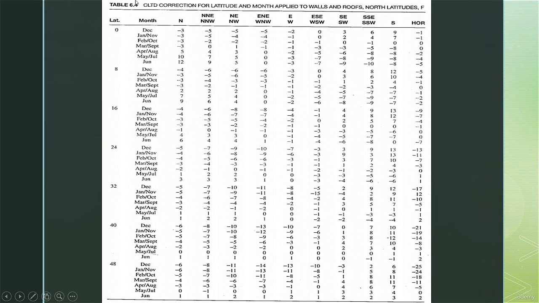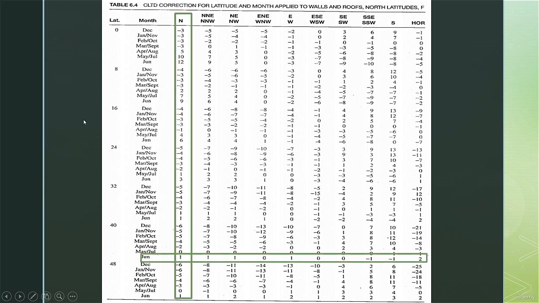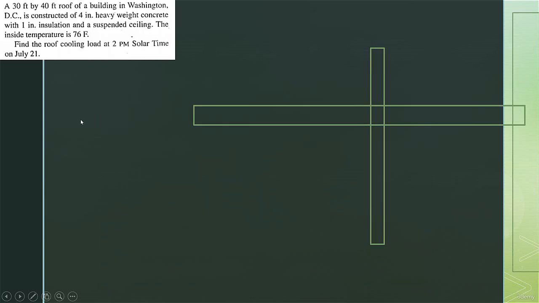So this is the next table, Table 6.4, and this table is used for finding cooling load temperature difference, and we mainly use horizontal for this. Now here you see we have this example. With the help of this example, we can measure the heat transfer through the roof.